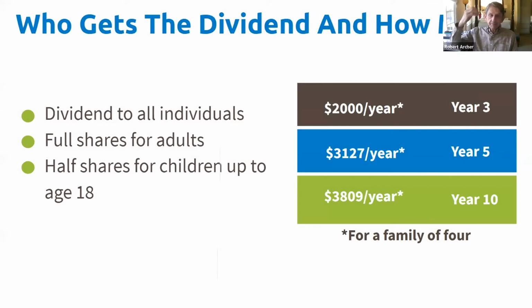Here's the basics. Who gets the dividend and how much? Based on our CCL trajectory, you get a full share for up to 2 adults, half share for children up to age 18. So a family of 4 gets about $2,000 a year in year 3, over $3,000 in year 5, and approaching $4,000 a year in year 10. The total revenue, depending upon the trajectory that is ultimately decided upon, is $500 billion to $2 trillion over 10 years. So you can understand the consequences and implication of that.